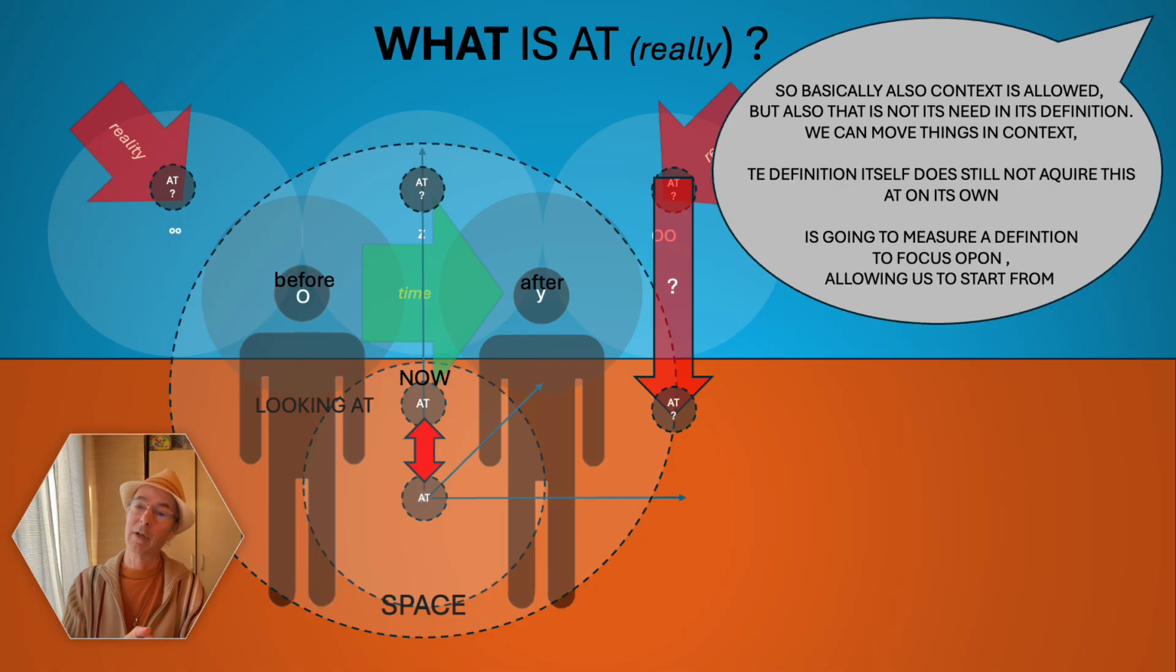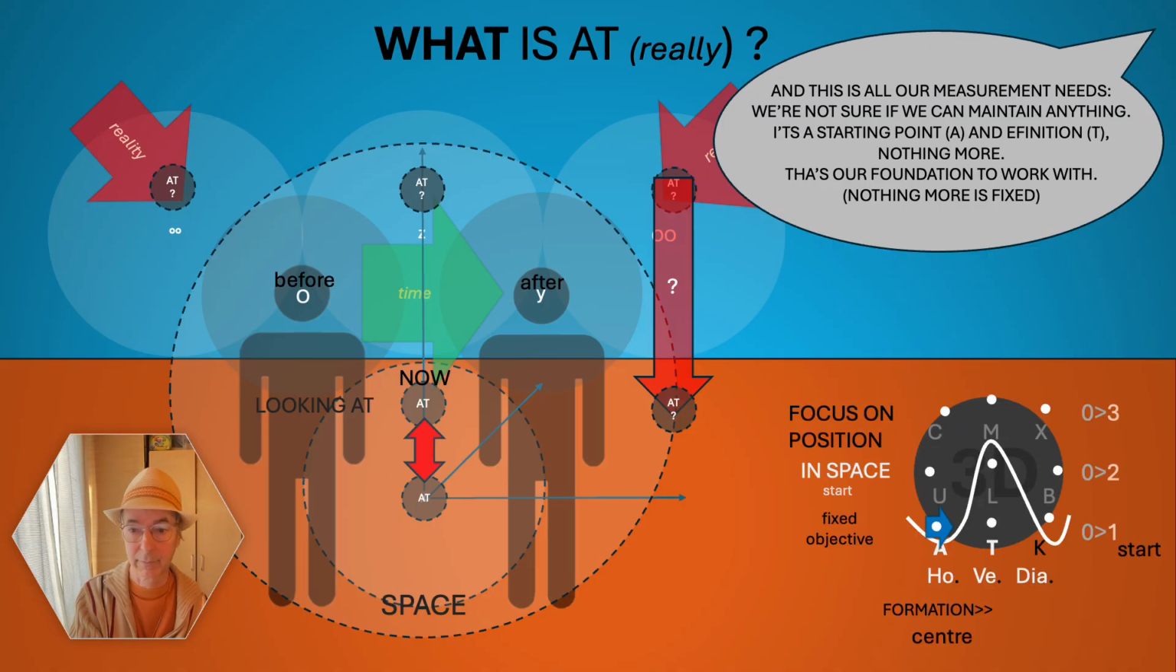So basically, even when we allow context, also context is not needed. You don't need context before to realize what at is already there. We can use time for it, and then it's still the same thing. The definition itself does not require the context, so we're not going to need context first before we have it. It's only about measuring a definition to focus upon and to start from. So basically, you can still see that here.